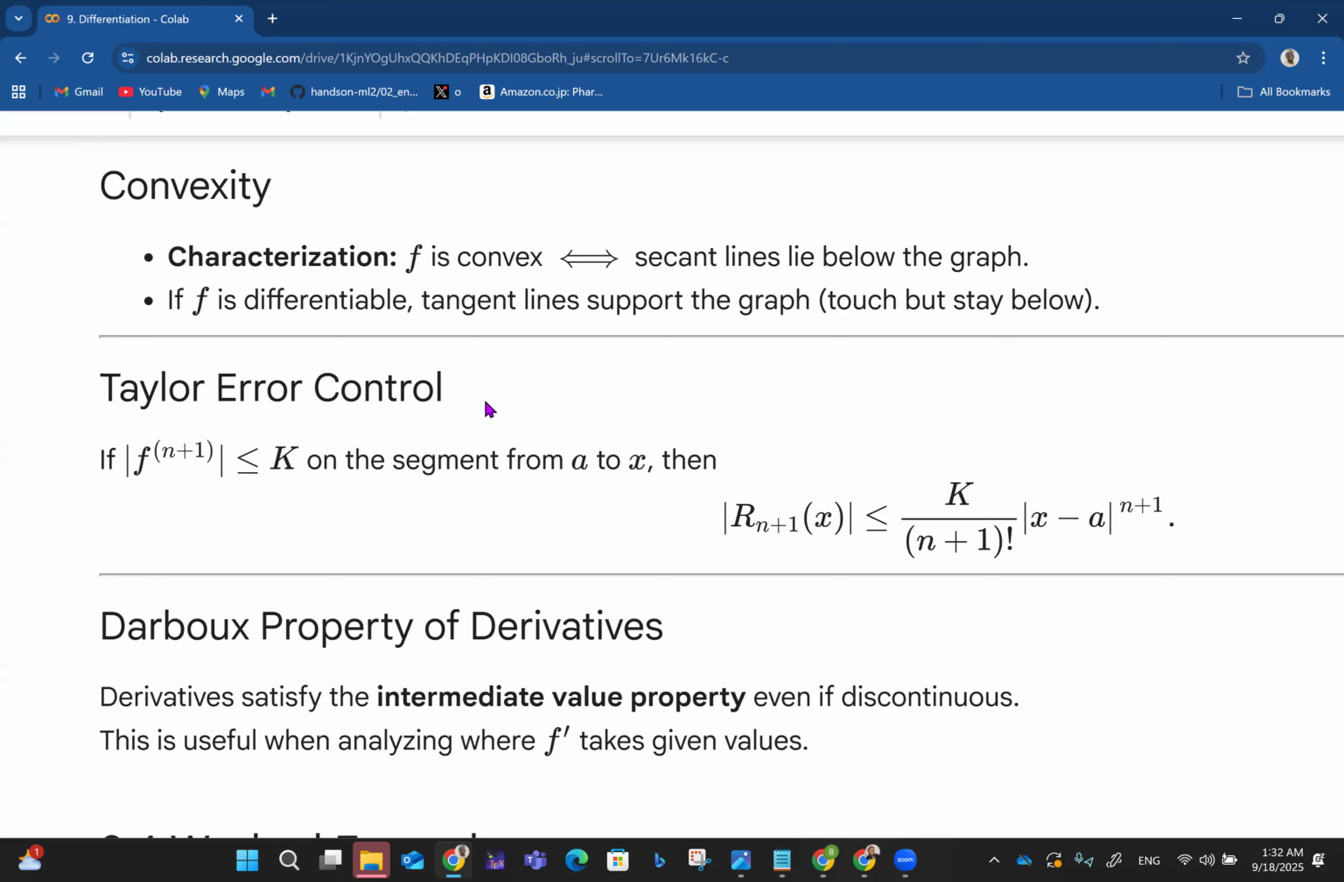Then you have the Taylor error control. So if the absolute value of the (n+1)-th derivative of f is less than or equal to K on the segment from a to x, then we have this expression that the absolute value of R_(n+1)(x) is less than or equal to K over (n+1)! times |x minus a| raised to n plus 1.